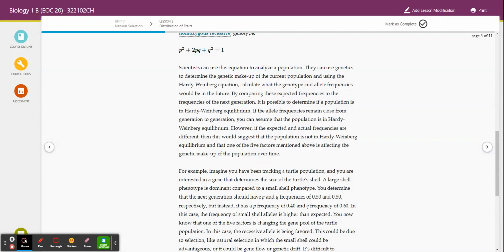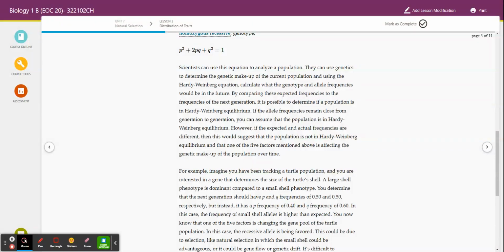By comparing these expected frequencies to the frequencies of the next generation, it is possible to determine if a population is in Hardy-Weinberg equilibrium. If the allele frequencies remain close from generation to generation, you can assume that the population is in Hardy-Weinberg equilibrium. However, if the expected and actual frequencies are different, then this would suggest that the population is not in Hardy-Weinberg equilibrium, and that one of the 5 factors mentioned above is affecting the genetic makeup of the population over time.